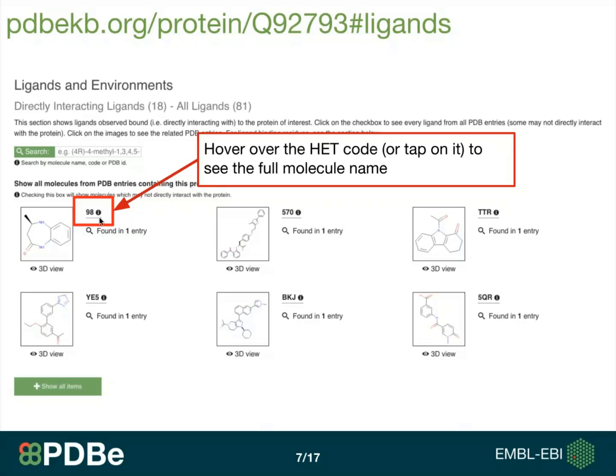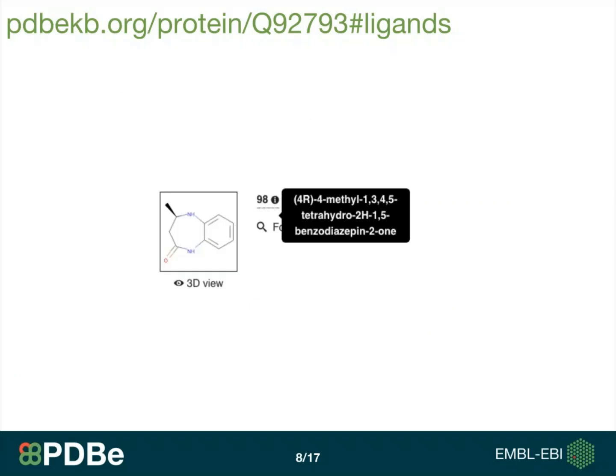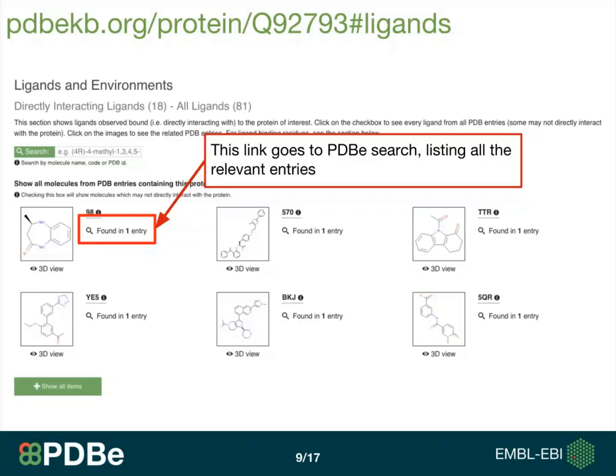If you mouse over or tap on any of these unique identifiers for the ligands, then you will be able to see the full name of that ligand. Under that, you can see a link, and in fact, this link goes to the PDB search, and it will list all the relevant PDB entries where you can see this ligand together with the protein of interest.